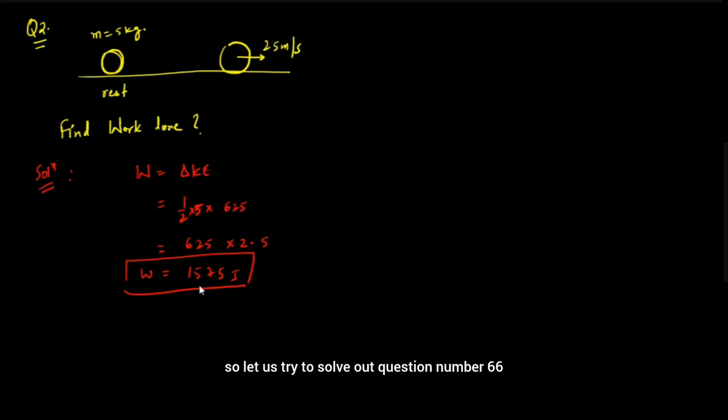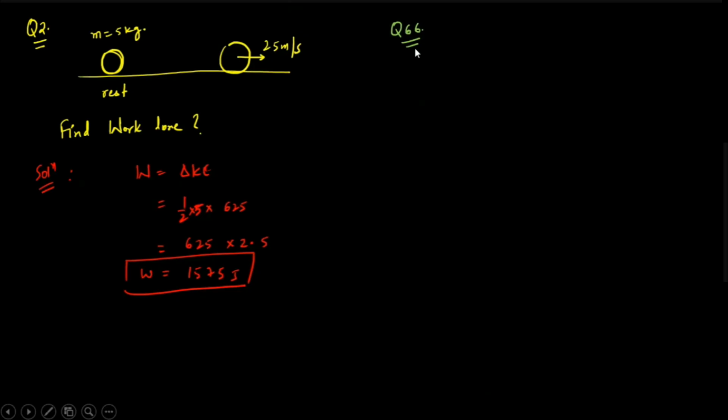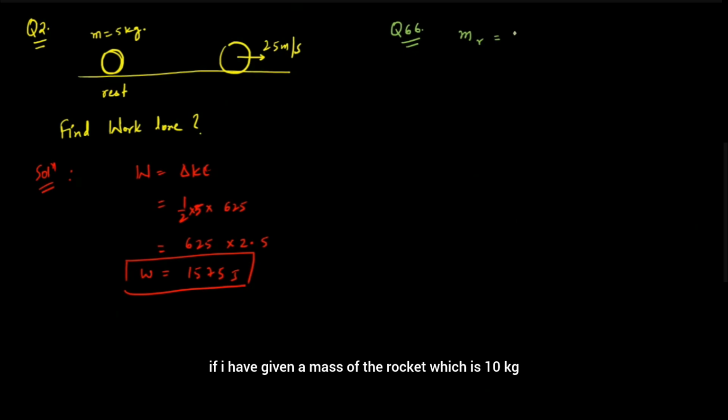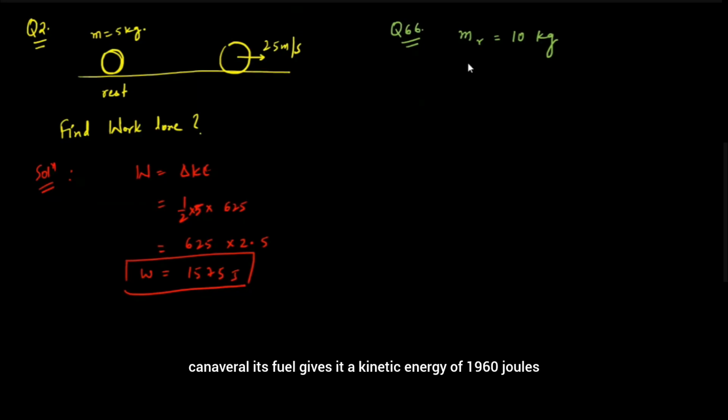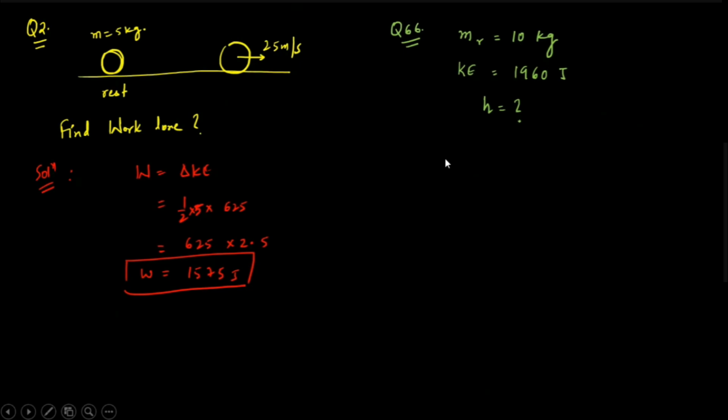So let us try to solve question number 66 from the same worksheet which you shared. Question number 66 says a 10 kg test rocket. We have been given the mass of the rocket, which is 10 kgs. It is fired vertically from Cape Canaveral. Its fuel gives it a kinetic energy of 1960 joules. By the time the rocket engine burns all the fuel, what additional height will the rocket rise? So you have to find out the additional rise in its height because of that kinetic energy.